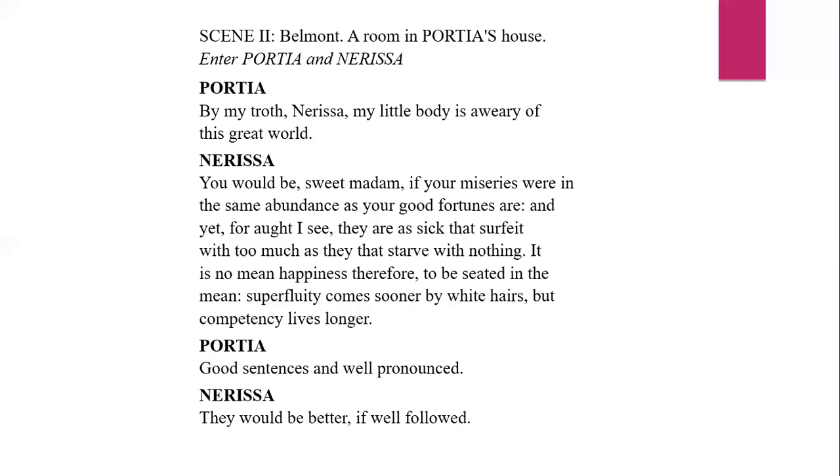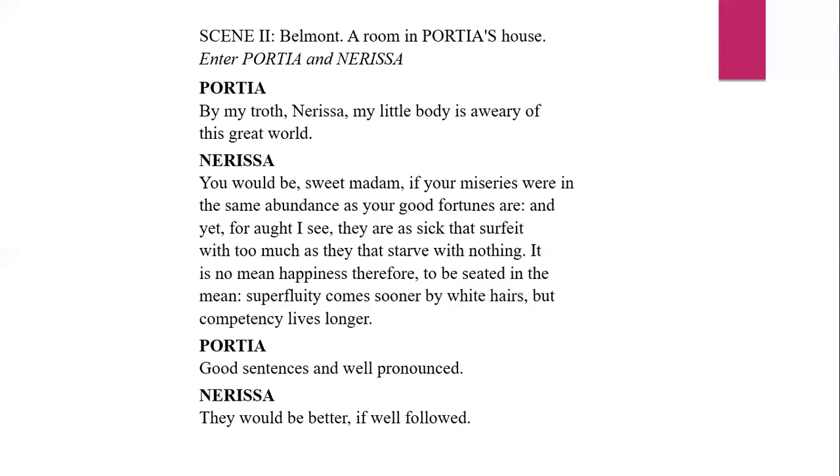You can see that the second scene is in prose. In the first scene, you found that it was in verse, that means poetic form, but here it is in prose. Now, what does Nerissa reply? You would be, sweet madam, if your miseries were in the same abundance as your good fortunes are, and yet, for aught I see, they are as sick that surfeit with too much as they that starve with nothing.